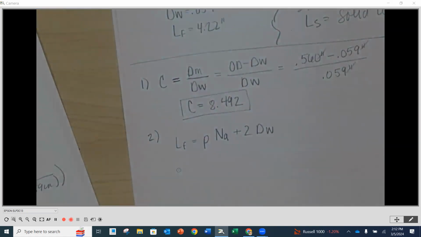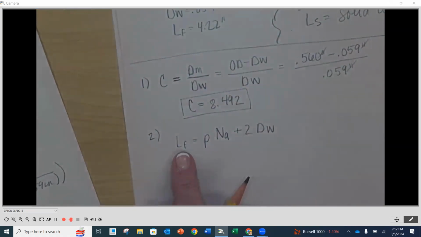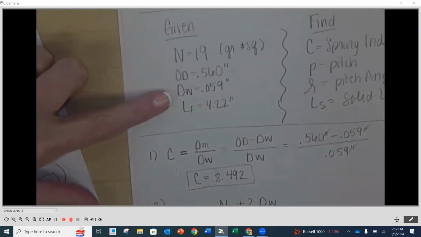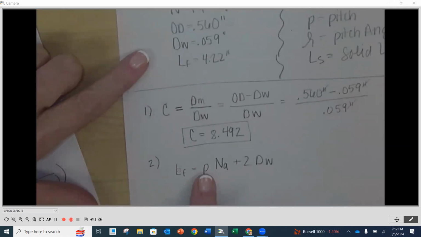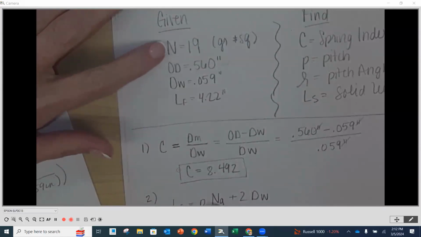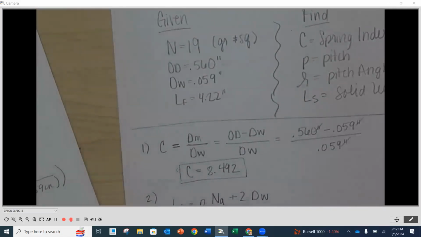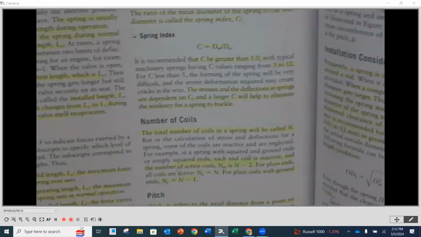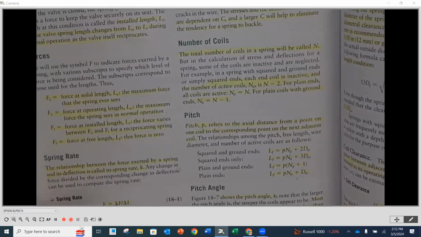Now, LF is going to be our free length, so we have that as a given. P is going to be our pitch that we're going to solve for. And then they have NA. NA is the number of active coils. We're given the total number of coils, okay? Now, the number of active coils is in the paragraph just above here, okay?